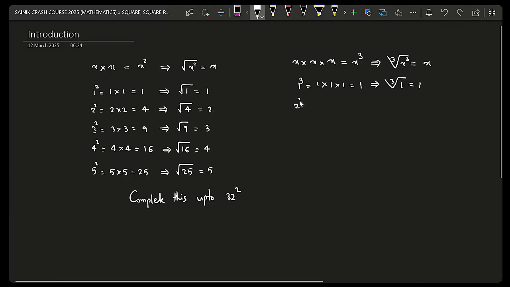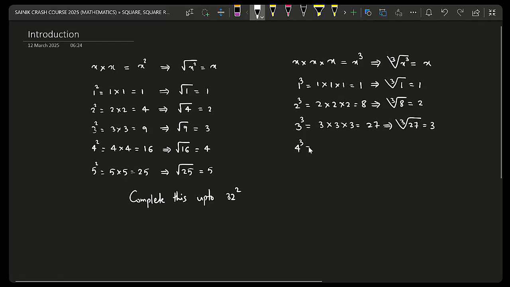I want to find 2 cube. 2 multiplied 3 times. 2 into 2 into 2. 2 twos are 4, 4 twos are 8. So transpose cube to the other side. You get cube root of 8 is equal to 2. Then 3 cube. 3 multiplied 3 times. 3 times 3 times 3. That is 27. So you can transpose cube to the other side, it will become cube root. Cube root of 27 is 3.